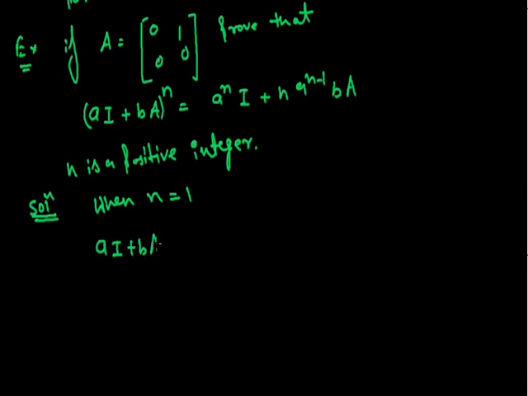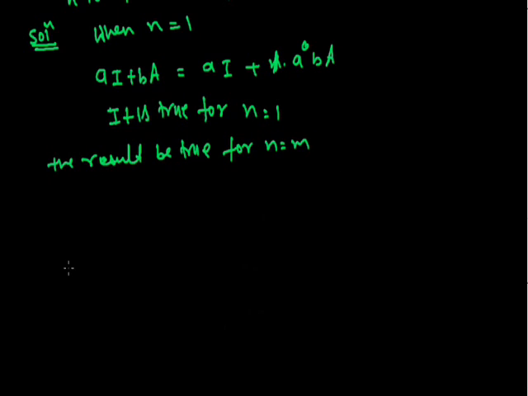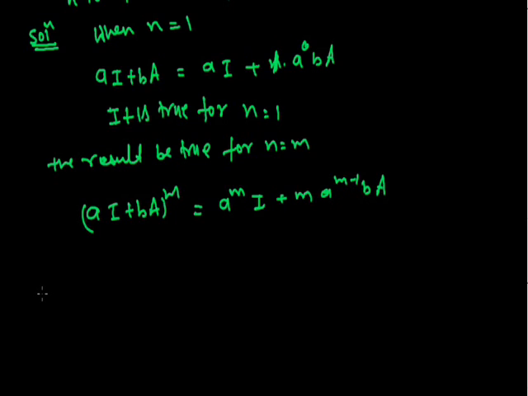aI plus bA equals aI plus a power 0 bA. So it is true for n equal to 1. Now the result is true. Let the result be true for n equal to m. When n equal to m, (aI plus bA) whole power m is equal to a power m I plus m a power m minus 1 bA. Now the result will be true for n equal to m plus 1.